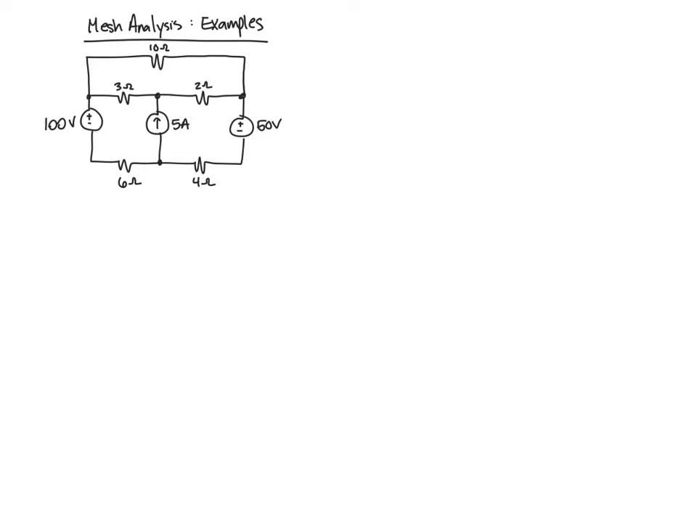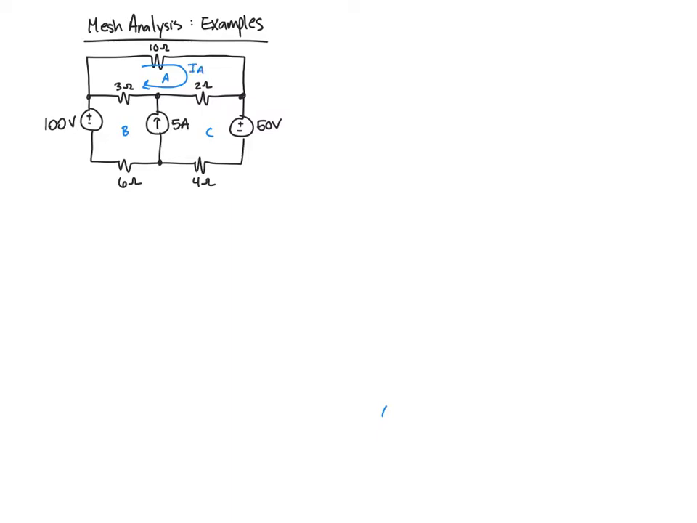Alright, in this video we're going to use mesh analysis to solve some example circuits. So given the circuit shown on the slide, let's employ mesh analysis to find the circuit currents and voltages. First thing we need to do is identify the meshes. In this case we've got three, mesh A, B, and C. We will define arbitrary direction mesh currents in each of these meshes. I just generally draw them clockwise.